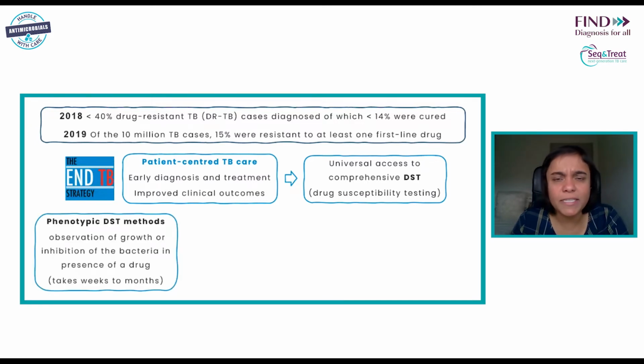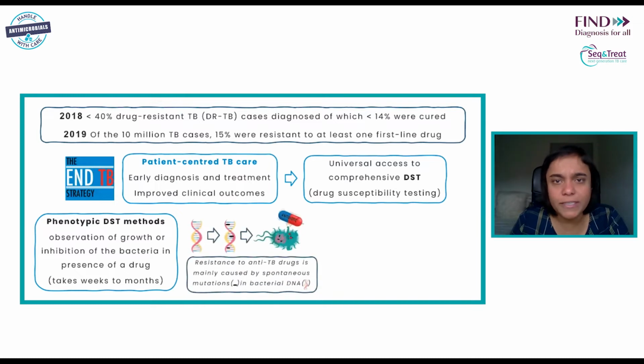Conventionally, drug susceptibility testing for TB has relied on phenotypic methods, which are based on the observation of growth or inhibition of a bacterial culture in the presence of a drug. These methods, while being comprehensive, are highly time-consuming, have rigorous biosafety requirements, and require significant hands-on commitment. But there is an alternative.